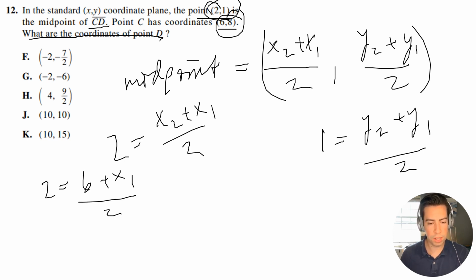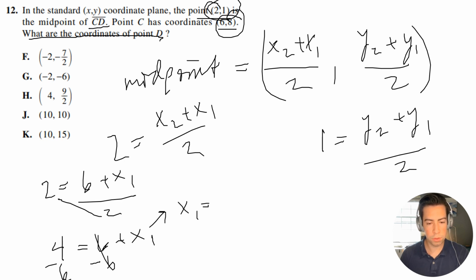And let's go ahead and solve this out. So I'm going to multiply both sides by 2. So I'm going to get 4 equals 6 plus x1. And I'm going to subtract off 6 from both sides. So I have that x1 equals negative 6.